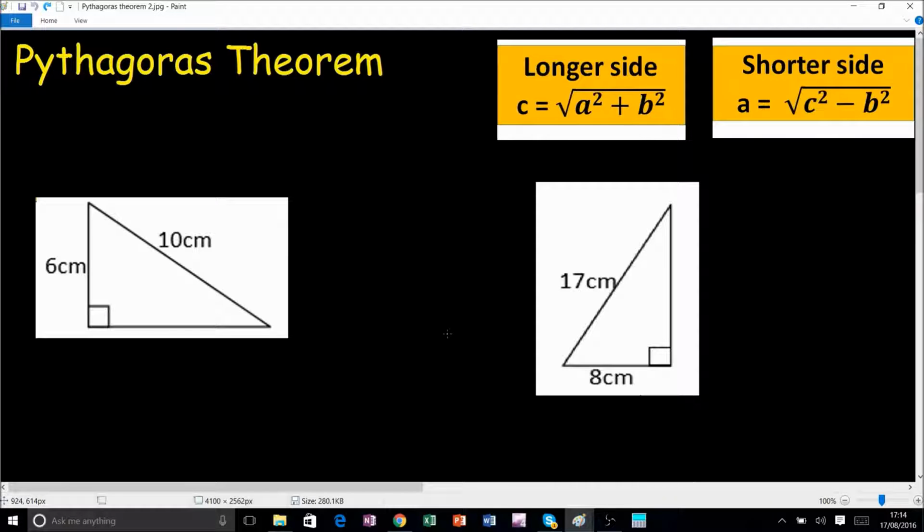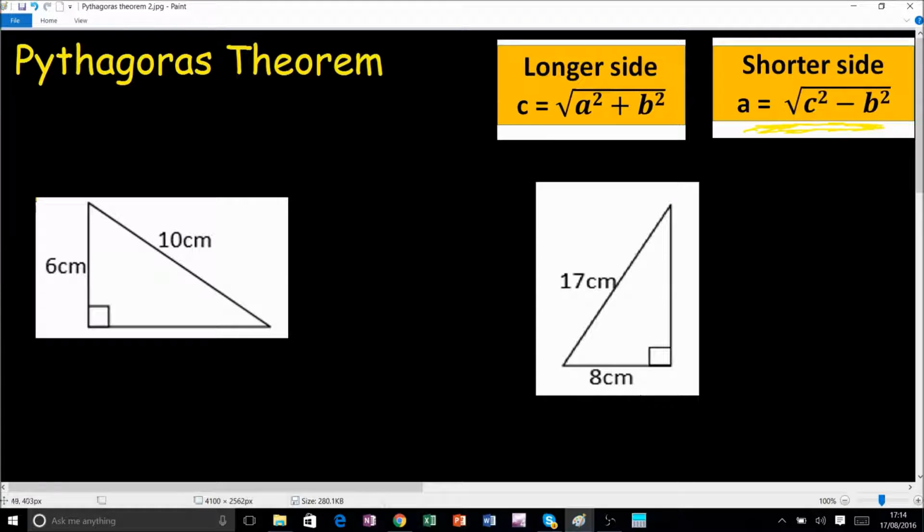Today we're going to be looking at Pythagoras' theorem, finding the shortest side of a right-angled triangle. We're finding the shorter side of a right-angled triangle when given the hypotenuse, which is the longest side, and one of the other shorter sides. So without further ado, let's get started.